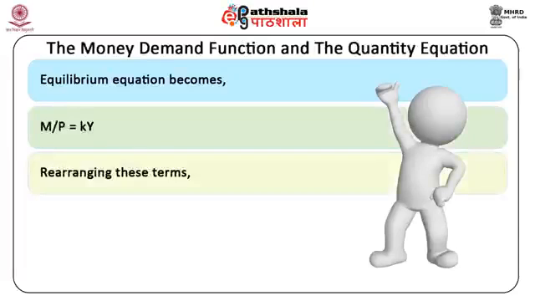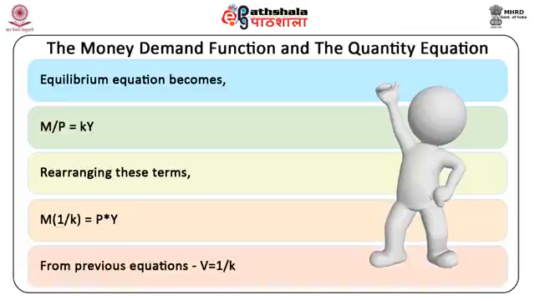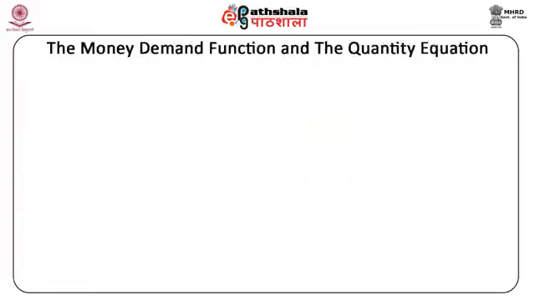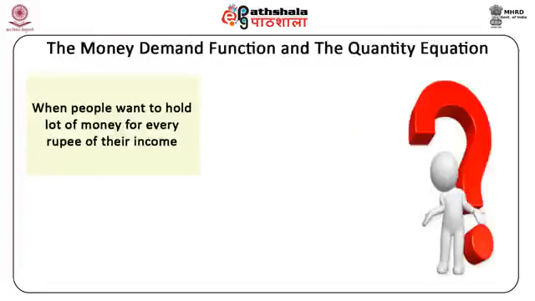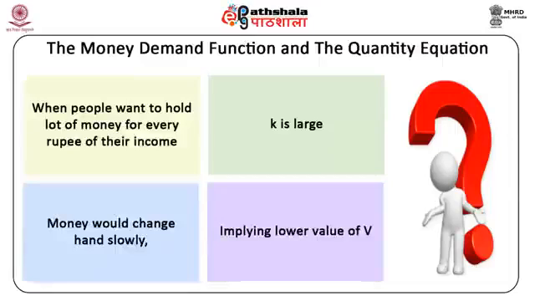Rearranging these terms, M/K is equal to P into Y. From previous equations we get V is equal to 1/K. This can be understood as follows: when people want to hold a lot of money for every rupee of their income, that is, K is large, then money would change hands slowly, implying a lower value of V.